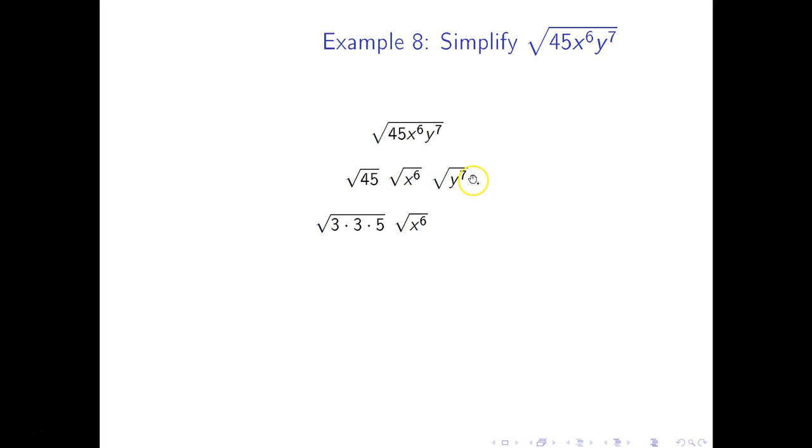What about 7? What's the largest multiple of 2 that's less than 7? In other words, what's the biggest even number that's less than or equal to 7? Well, hopefully you're saying it's 6. So I can break this up as y to the 6th times y. Because remember, there's a 1, so I'd be adding these things together, the exponents.